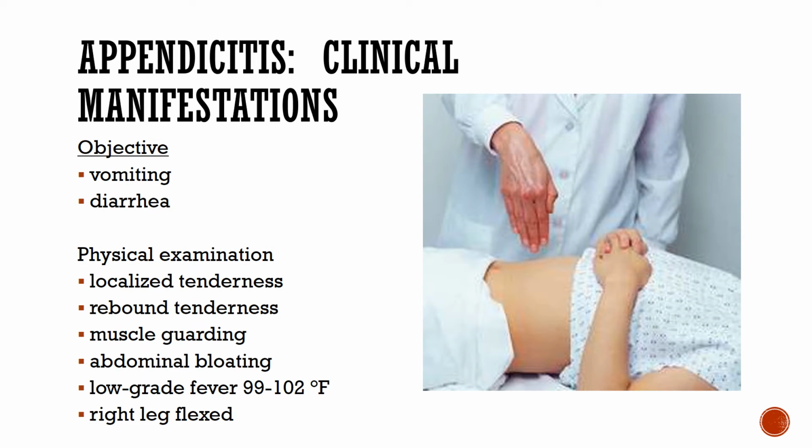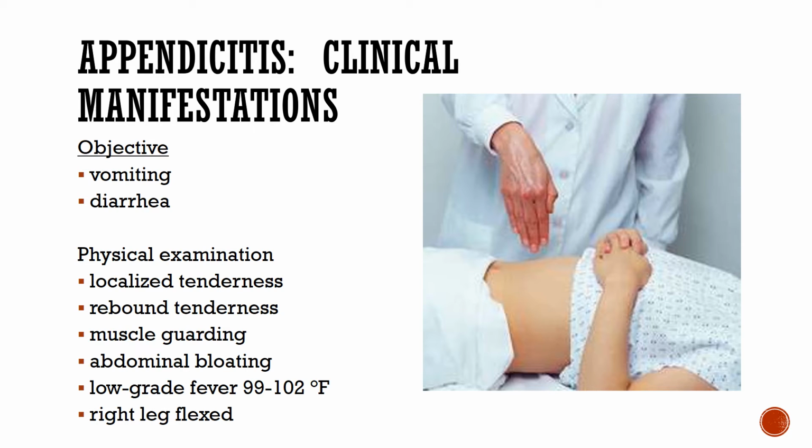Objective data is information that we as nurses can observe and measure. Objective clinical manifestations may include vomiting, which can occur before the abdominal pain starts or shortly after, and diarrhea. Upon physical examination, there may be localized tenderness with applied pressure over the abdomen, and rebound tenderness, which is felt upon removal of the pressure.